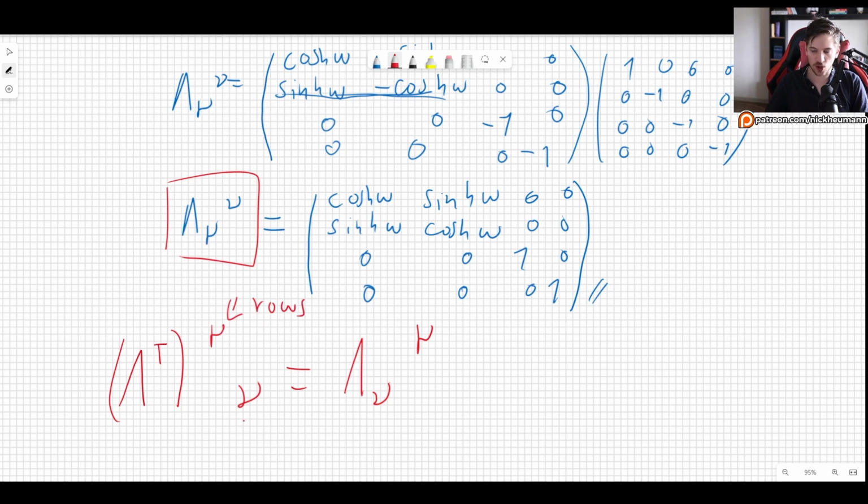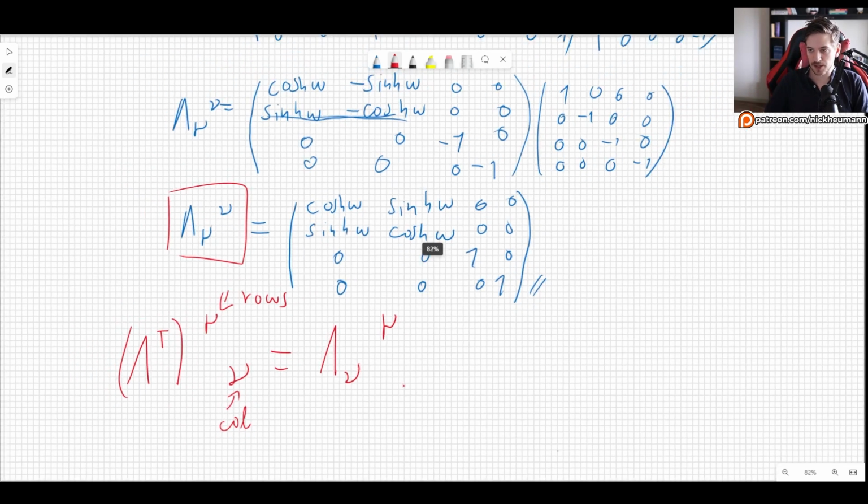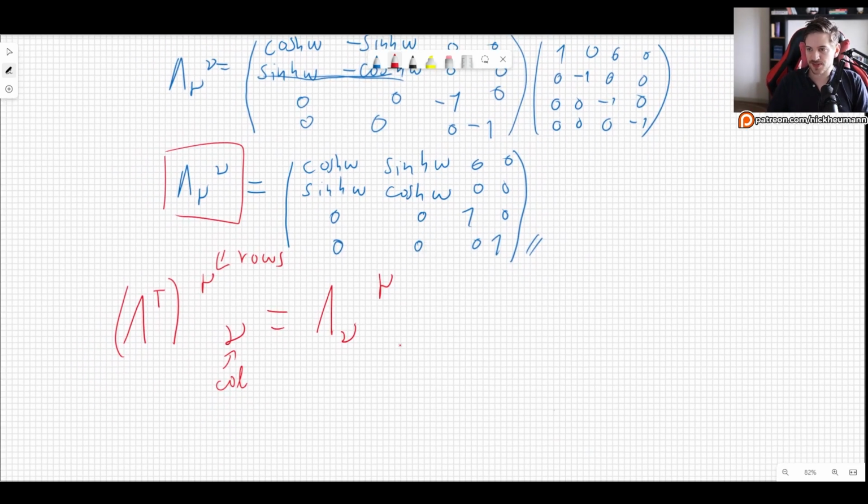The first index always refers to the rows, whether it is up or down, and the second one refers to the columns by convention. In principle, it doesn't really matter, but that's a convention and it's good if you stick to it. And of course, it would be the other way around if you have, for example, the transpose of nu mu. Of course, you just go back to mu nu. So that of course makes sense.